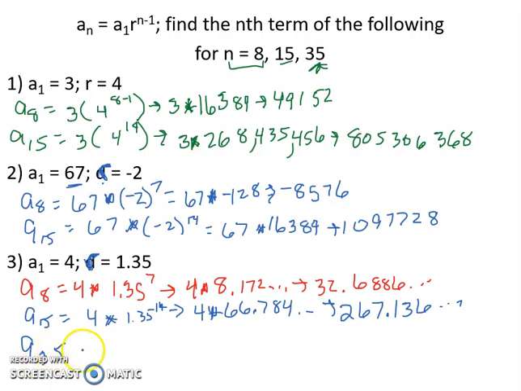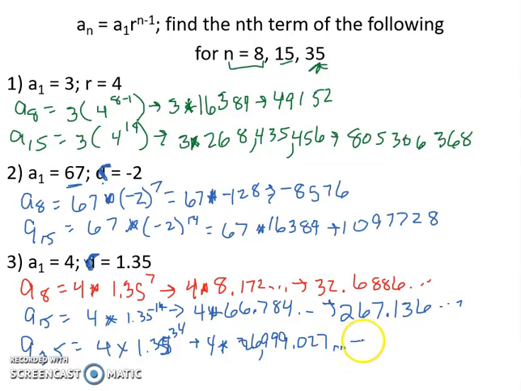A35 would be 4 times 1.35 to the 34th power, and that would be 4 times 26,999.027 and a whole bunch more decimals. So that would go up to 107,996.11 and a whole bunch more numbers. So again, we're still getting to be a huge number. We're just going a lot more slowly.